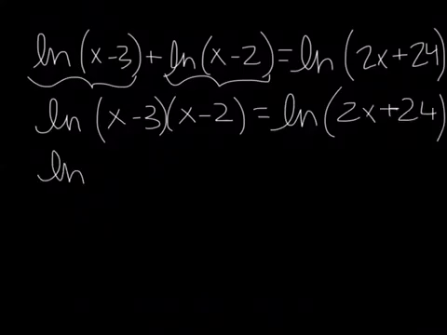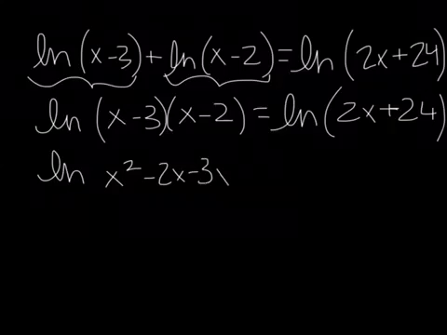Now when you multiply something like this, x minus 3 times x minus 2, remember you have to distribute or FOIL. So you have to do x times x, x times -2, and then -3 times x and -3 times -2.